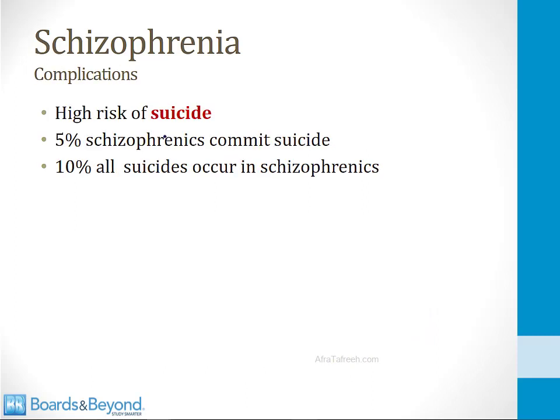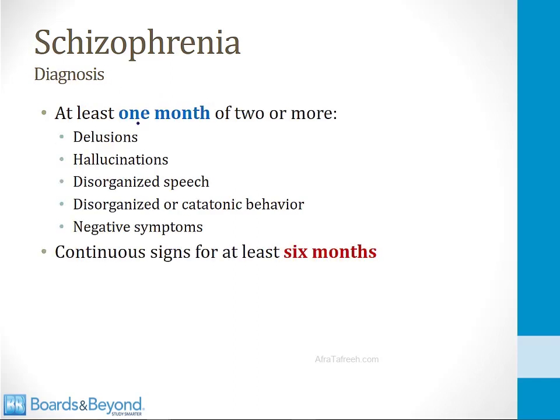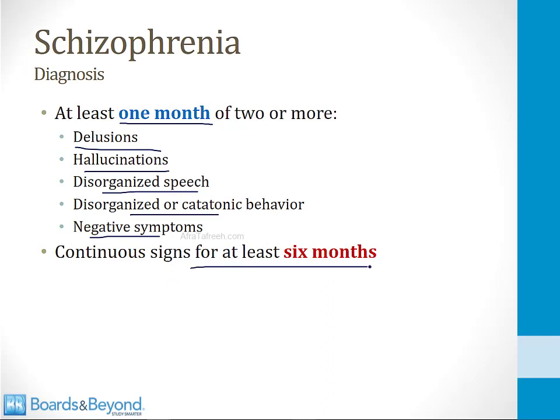You should know that schizophrenia has a high risk of suicide. 5% of schizophrenics commit suicide, and 10% of all suicides occur among schizophrenics. According to the DSM-5, the diagnosis of schizophrenia requires at least 1 month of 2 or more of the following features of schizophrenia: delusions, hallucinations, disorganized speech, disorganized or catatonic behavior, and the negative symptoms we talked about earlier. In addition, the patient has to display continuous signs for at least 6 months.